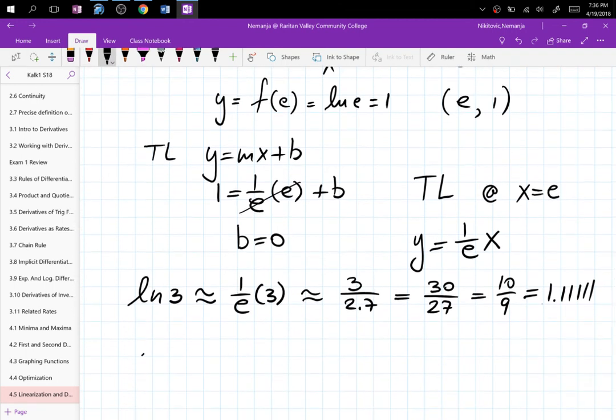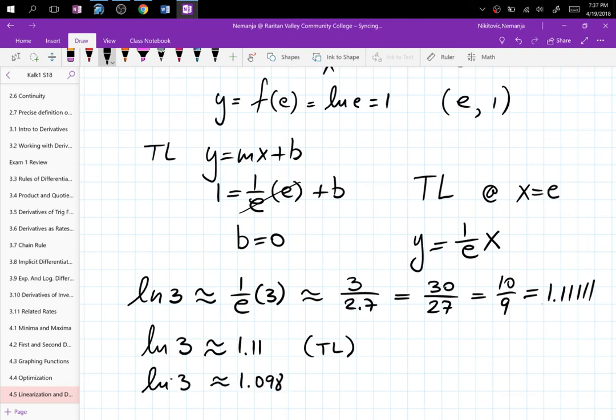So ln3 is approximately 1.11 forever if I use the tangent line. What's ln3 in your calculator? 1.0986. Guys, I'm 1 cent off. 1 cent off on a calculation.